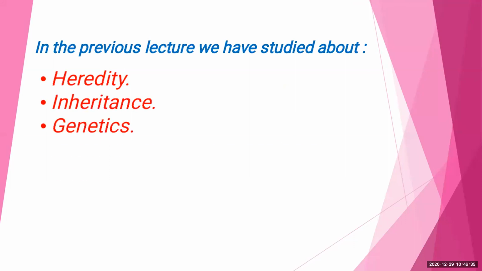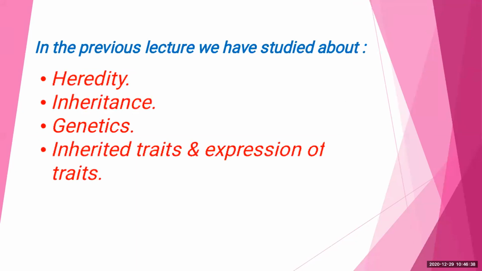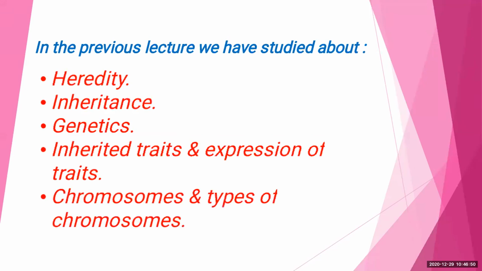And genetics is a subject which studies all these topics. Then we also studied inherited traits and expression of traits, how the characters present on the chromosomes are expressed. We have studied what a chromosome is and what the different types of chromosome are. I hope all of you remember, right? Chromosome is a genetic material, and depending on the presence of the centromere, there are 4 types of chromosomes. Which are those? Do you remember? Metacentric, submetacentric, acrocentric, and telocentric, isn't it?